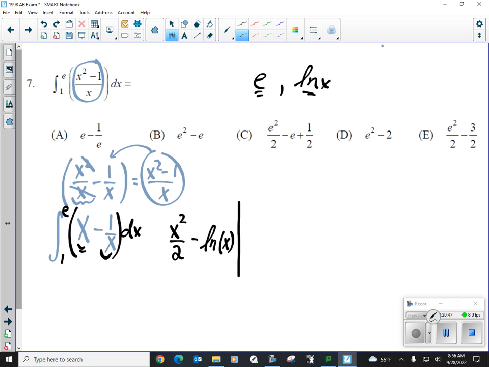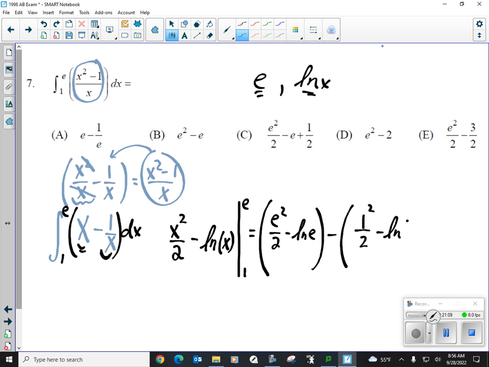I want this from 1 to e. Let's put an e in there first. E goes in for my x squared over 2 minus the ln of e. Now I put a 1 in there: 1 squared over 2 minus the ln of 1. In case you didn't know, rules come into play. The ln of e is just 1. The ln of 1 is 0.